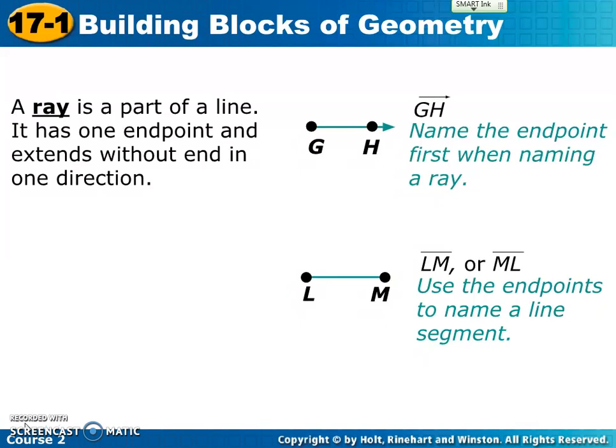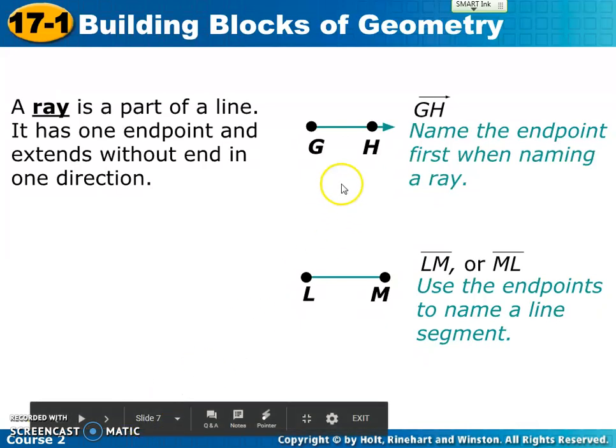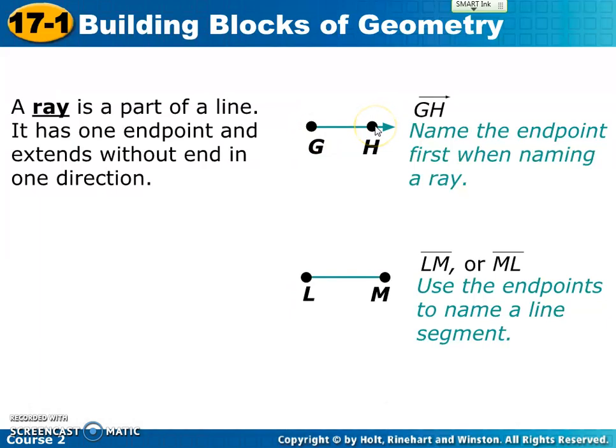The picture of a ray is listed just as an endpoint G and H going in one direction. Notice that the symbol we use is a segment with an arrow at one end. You name an endpoint first when naming a ray. So when you name it, your endpoint has to be listed first.